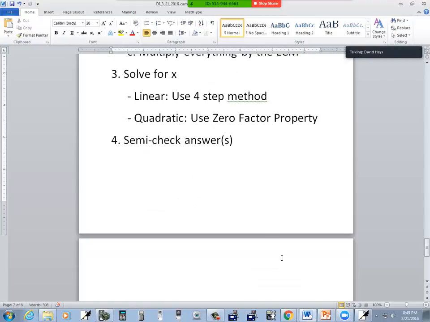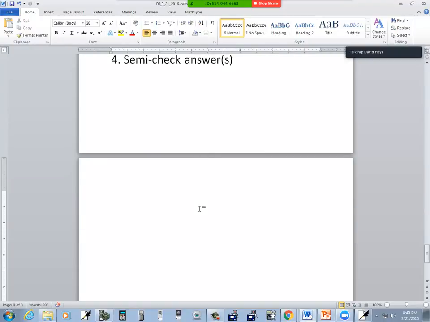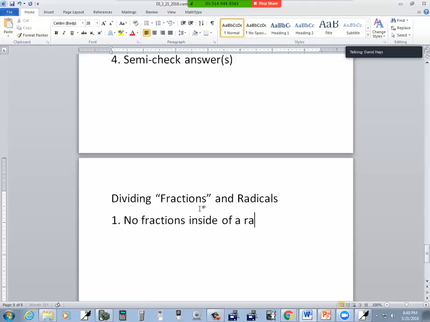And dividing. We got some notes on division. So dividing, also known as fractions, and radicals. We got two items we can't have. No fractions inside of a radical. Second item is no radicals in a denominator. So those are the two items we can't have. So let's take a look at how to handle those.